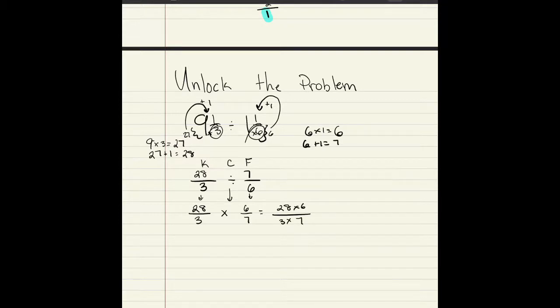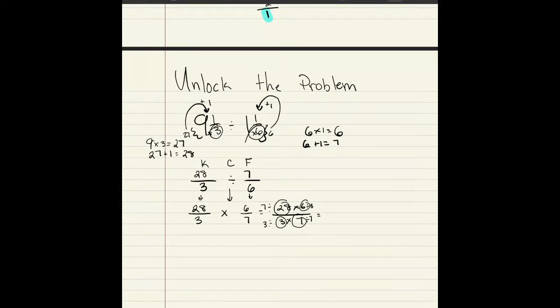And now before I multiply, I'm going to see if I can simplify any of these, which I can. 7 can go into 28, and 3 can go into 6. So 7 can go into 28, so I can divide both of these by 7. And 3 can go into 6, so I can divide both of these by 3.